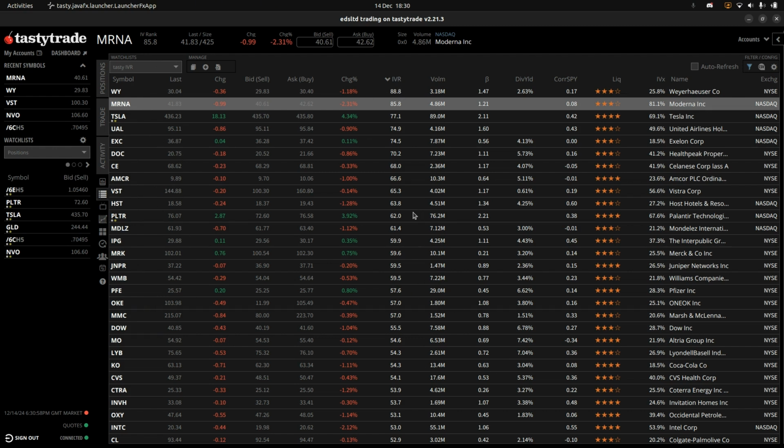IV rank, you want to keep an eye on that as well. Generally speaking, anything with an IV rank of over 50 can be considered high. However, sometimes over 30 can be considered high. It just depends on the market. And obviously keep an eye on IV as well, absolute IV. This is more important if you're looking at futures, but we're not going to cover futures because futures uses SPAN margin, but that's beyond the scope of this video.